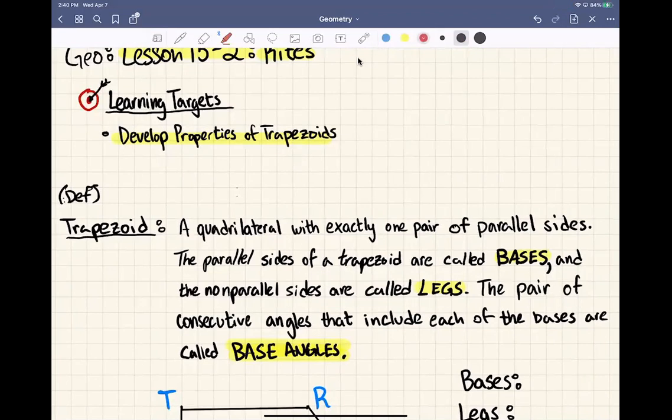You're probably wondering. A trapezoid is a quadrilateral with exactly one pair of parallel sides. The parallel sides of a trapezoid are called bases, and the non-parallel sides are called legs. The pair of consecutive angles that include each of the bases are called base angles.